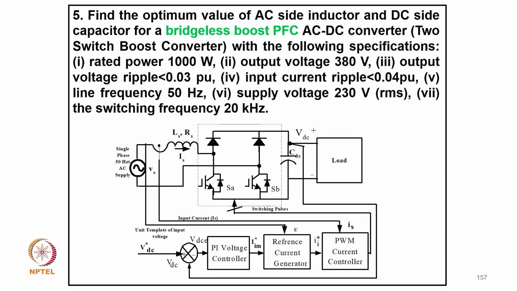Coming to numerical problem 5, find the optimum value of AC side inductor and DC side capacitor for a bridgeless boost PFC AC/DC converter, two switch converter, with the following configuration: rated power 1000 watt, output voltage 380 volt, output ripple less than 3%, input ripple current less than 4%, line frequency 50 hertz, supply voltage 230 volt RMS, and the switching frequency 25 kilohertz. You can see the circuit here. One converter operates in the positive half cycle and the other in the negative half cycle, that's why we call it a bridgeless boost converter.